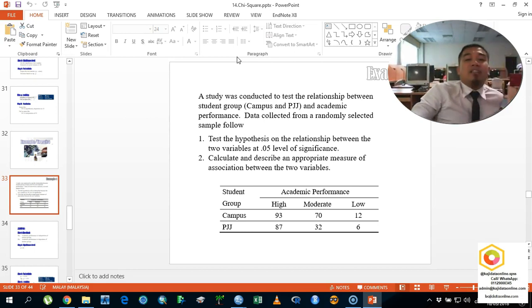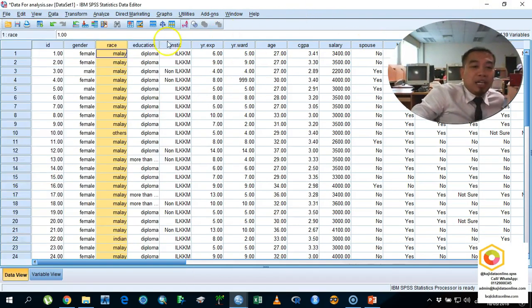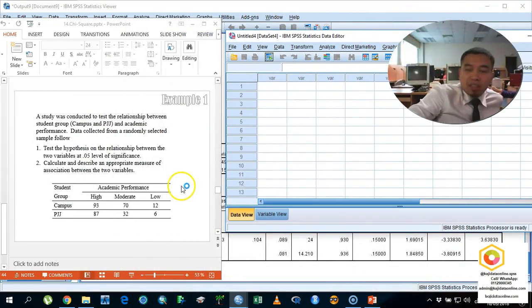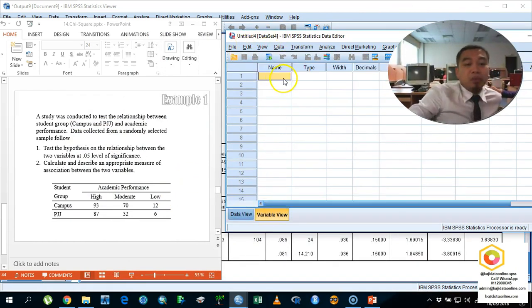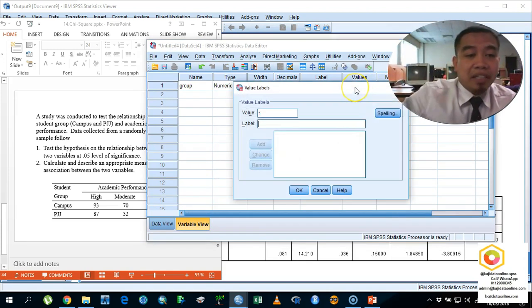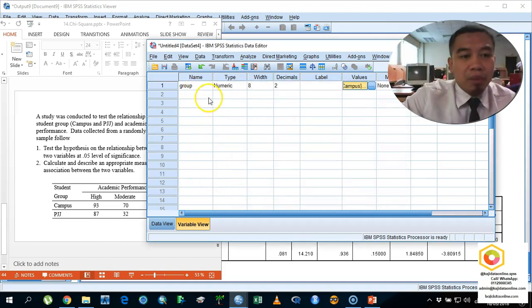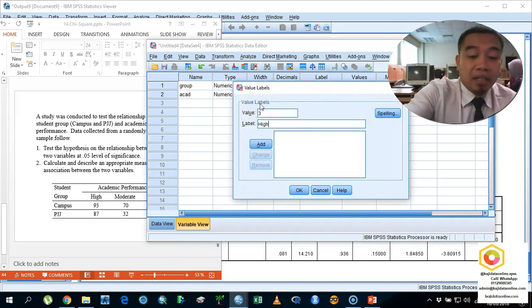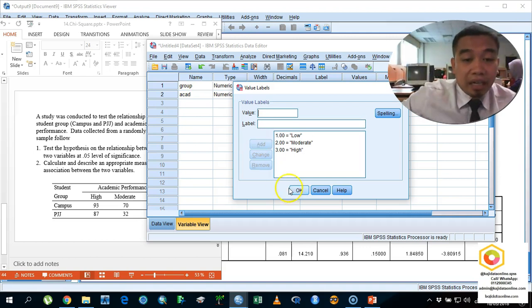How we enter the data is very simple. I'm going to show you directly. Just open a new tab here. Now I'm going to ask you a question. How many variables can you find in this example? Very good. The first variable is the group of the student, who stay inside the campus or PJJ. And the second one is academic performance. Usually I will put 3 as high, 2 as moderate, and 1 as low. Okay, and then finish.